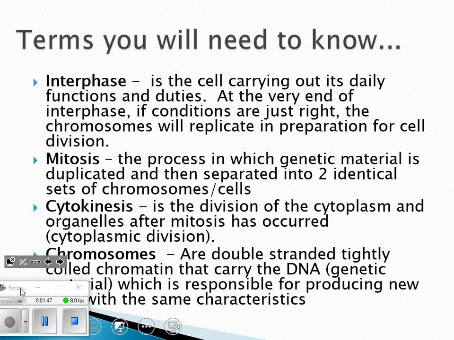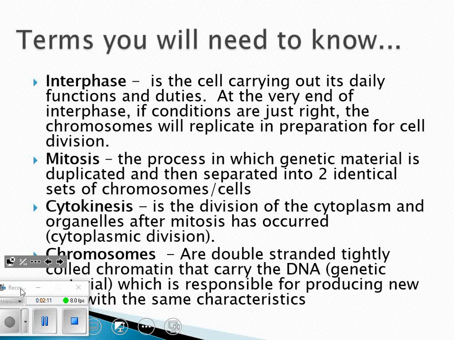Terms you need to know. Interphase is the cell just living its life and doing its job. It's the cell carrying out its daily functions and duties. At the very end of interphase, if the conditions are just right, the chromosomes will replicate in preparation for cell division. Mitosis is when we're actually copying that genetic material and then separating it into 2 cells.